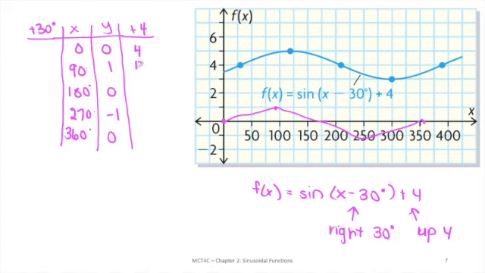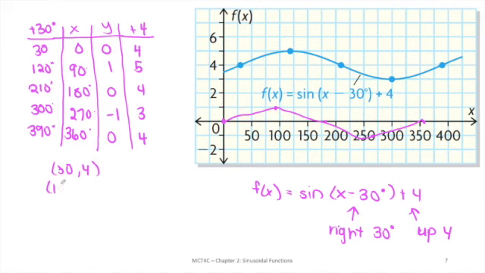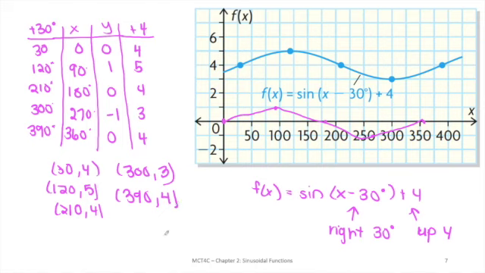So the y-values are 4, 5, 4, 3, 4, and then the x-values are 30, 120, 210, 300, and 390. Okay, so then your final points here are 30 and 4, 120 and 5, 210 and 4, 300 and 3, and then 390 and 4.